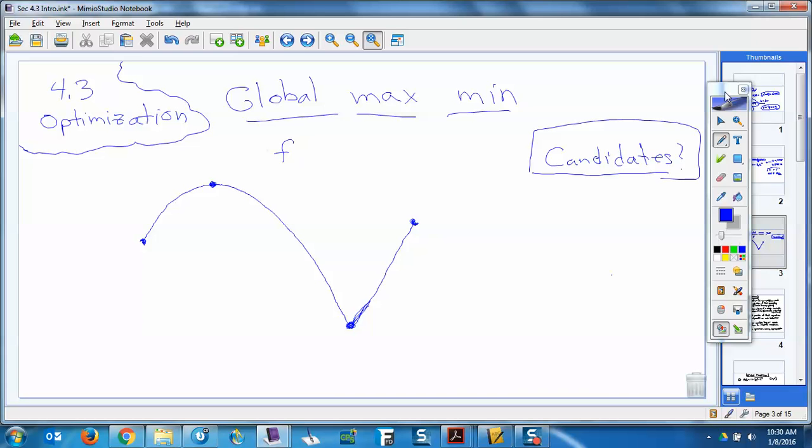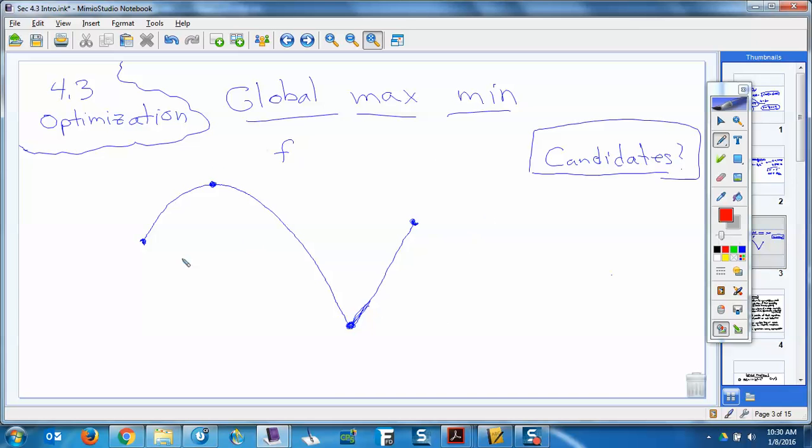So what we need to do is fine tune what we already know about global max min. The global max min problems we've done up till now have just been with functions. I just give you an f function and say find the global max min. And now we're going to do it as story problems, as real life applications. Okay, so let's review what we should already know about global max min.